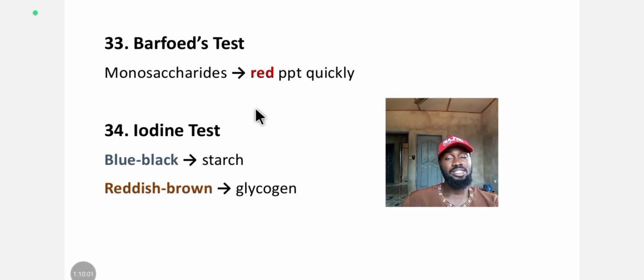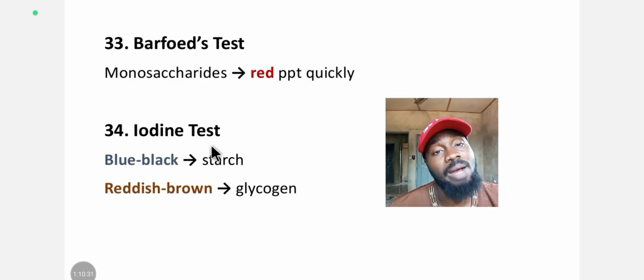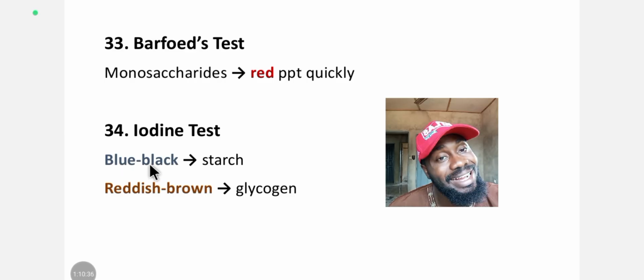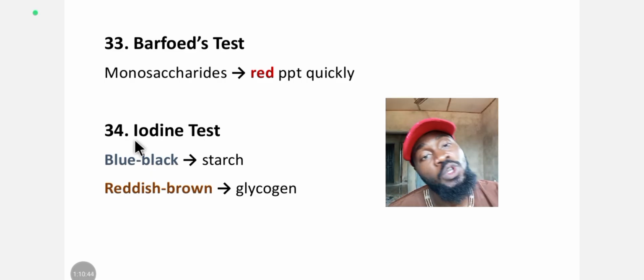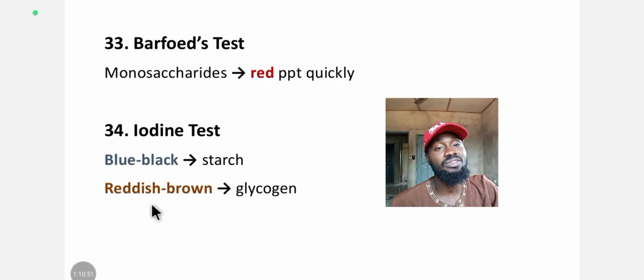You can also use the iodine test for testing the presence of carbohydrates. With the iodine test, you usually get a blue-black coloration. This one is very common in biology. We use it to test for the presence of starch in a leaf. So when you get a blue-black coloration, that indicates the presence of starch, a polysaccharide. But when you get a reddish-brown coloration, that indicates the presence of glycogen.